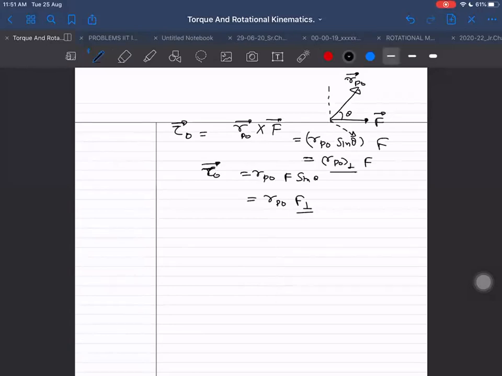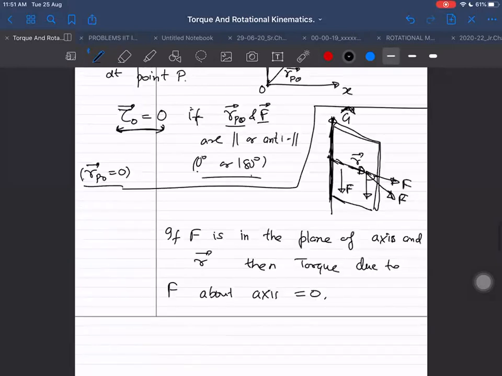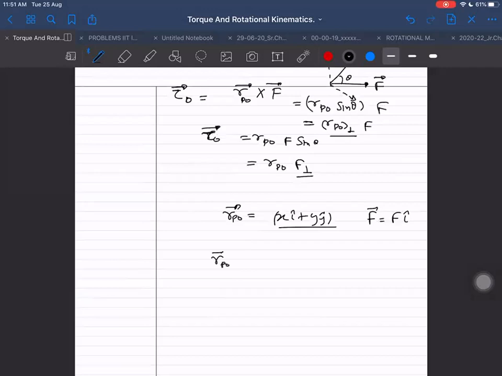When angles are not given, when they are directly giving us that RPO is given, let us say x i cap plus y j cap. The coordinates of point P are given there. This P point was here, its coordinates are given x comma y. Then I can write, and the force was given as some vector, maybe F i cap. Then also I can say it will become RPO cross F.